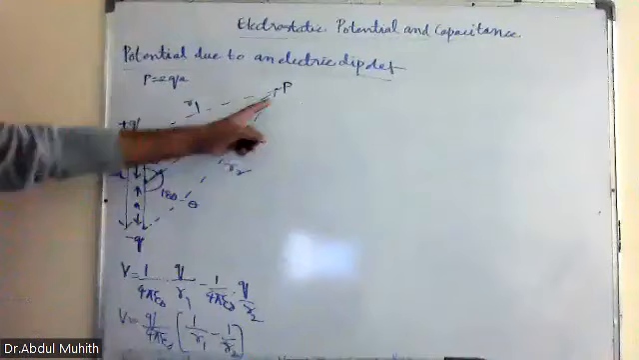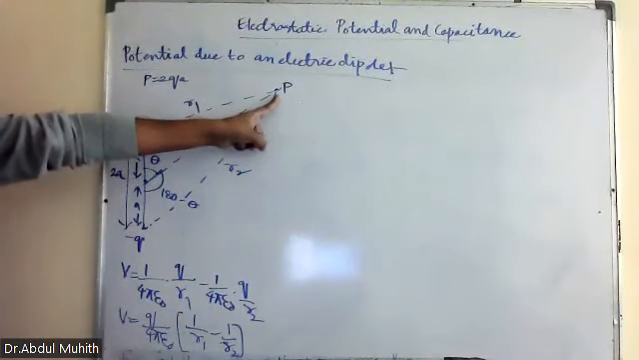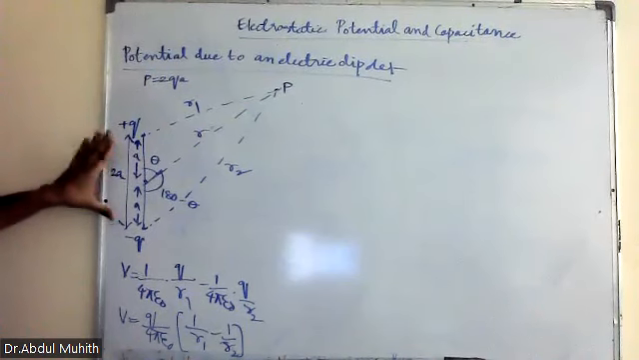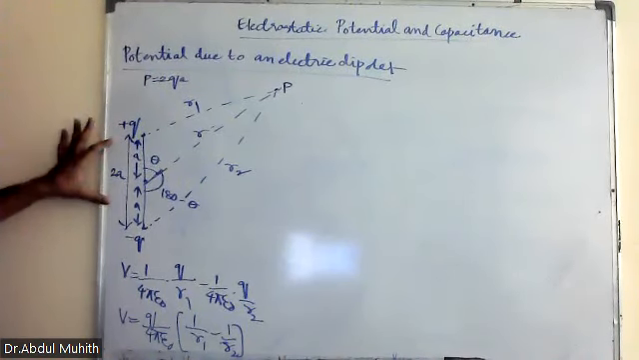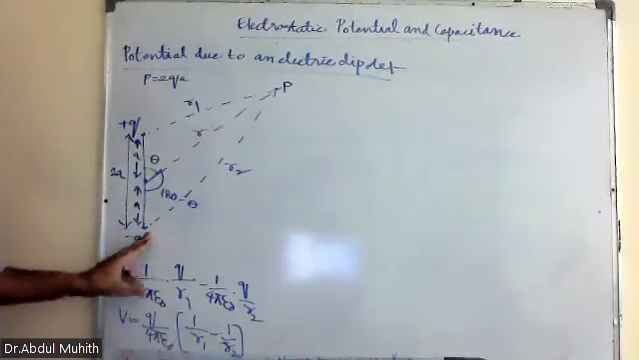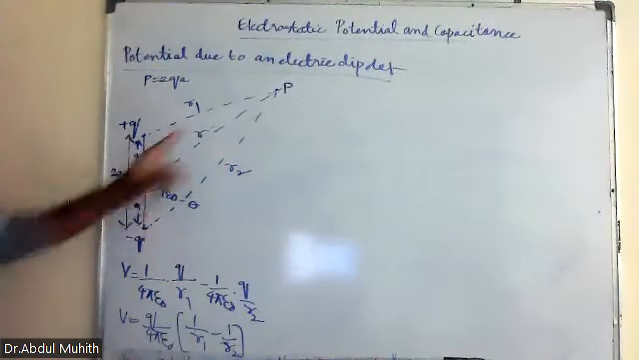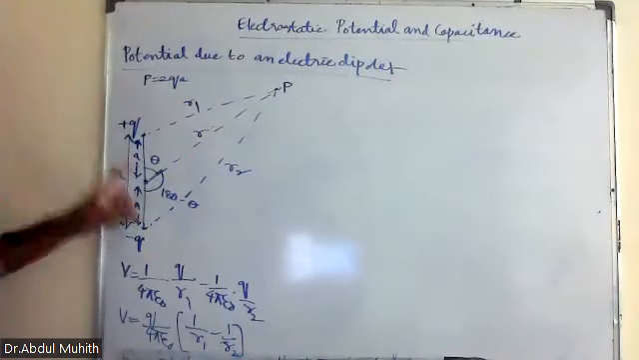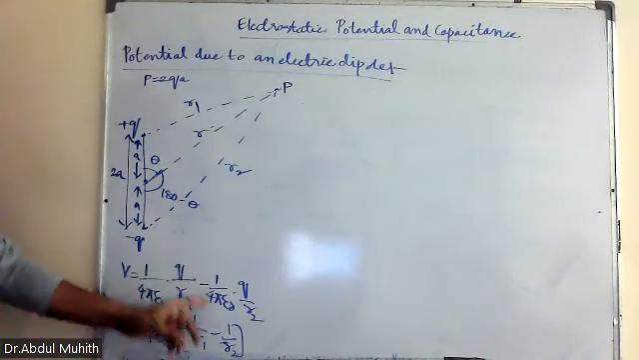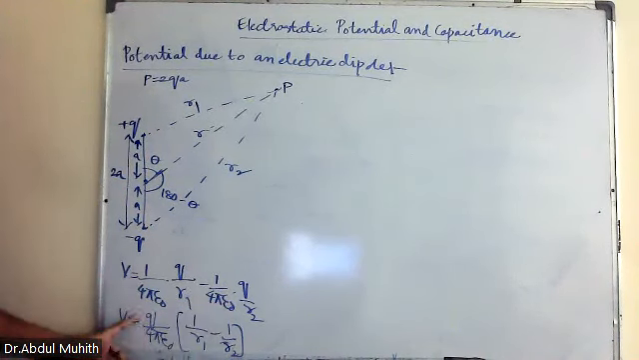Now at point P, I want to find out the electric potential due to these two, that is, the dipole. The distance between the charges is 2A, from here to here it is R1, from here to here it is R2, and from the center to point P is R. If this is theta, this will be 180 minus theta. The formula is V equal to 1 by 4 pi epsilon 0 Q by R1 minus 1 by 4 pi epsilon 0 Q by R2. Take Q by 4 pi epsilon 0 common: 1 by R1 minus 1 by R2.